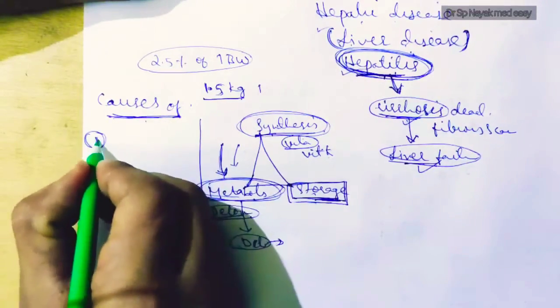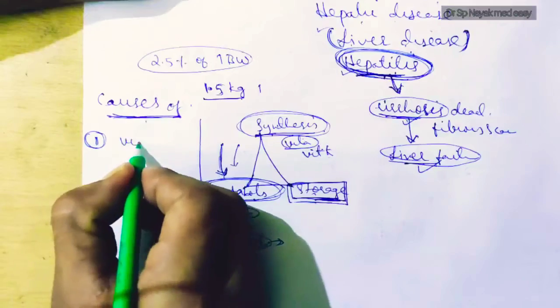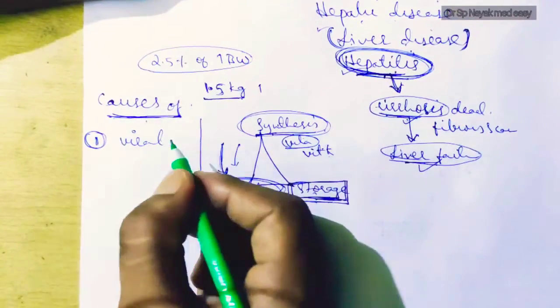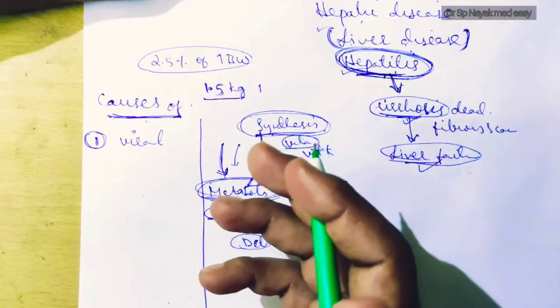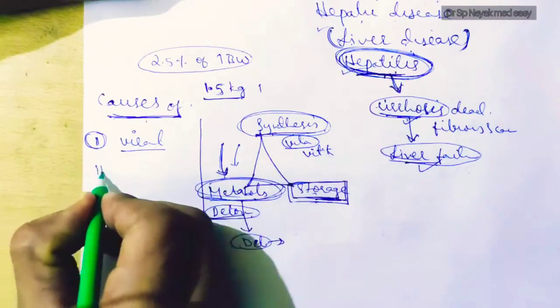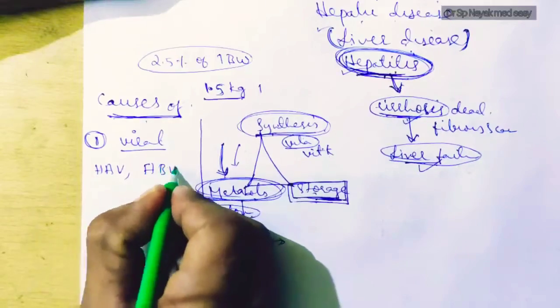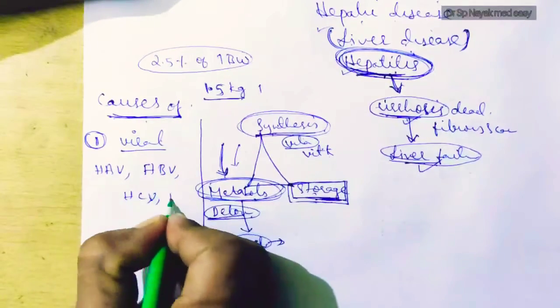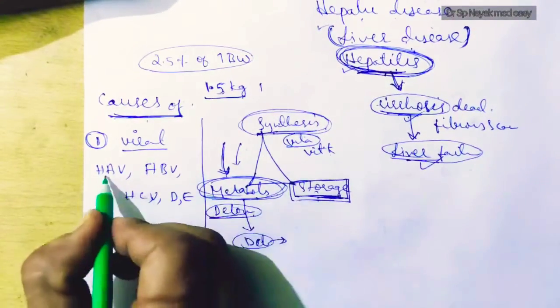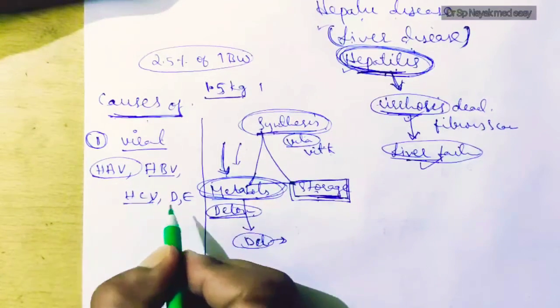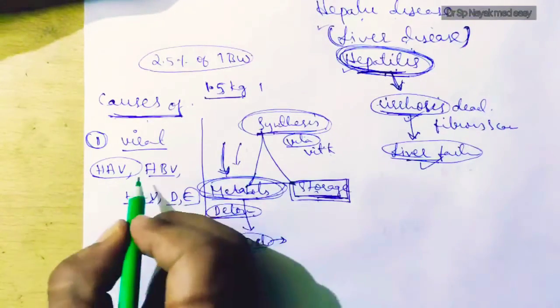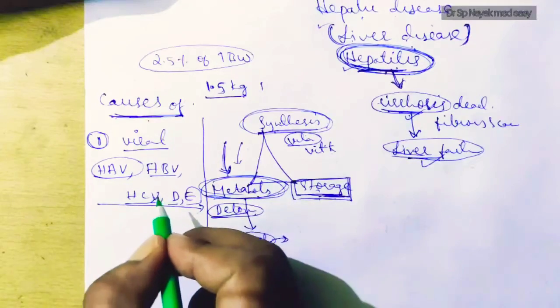The first very important cause of hepatitis is viral cause. Not only viral, there are some hepatic causes and fungal causes also. In the viral causes we have hepatitis A virus, hepatitis B virus, hepatitis C virus, D virus and E. So hepatitis A, B, C, D and E. We have different viral infections that cause hepatitis.